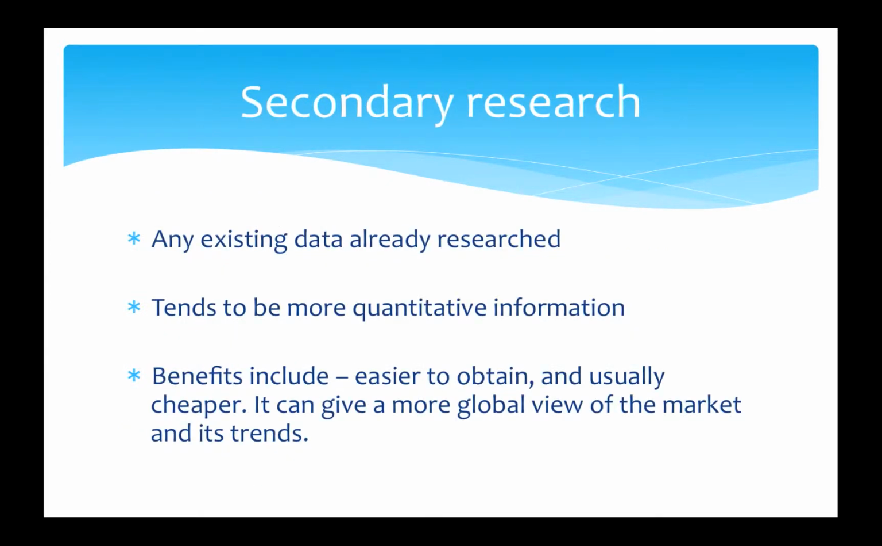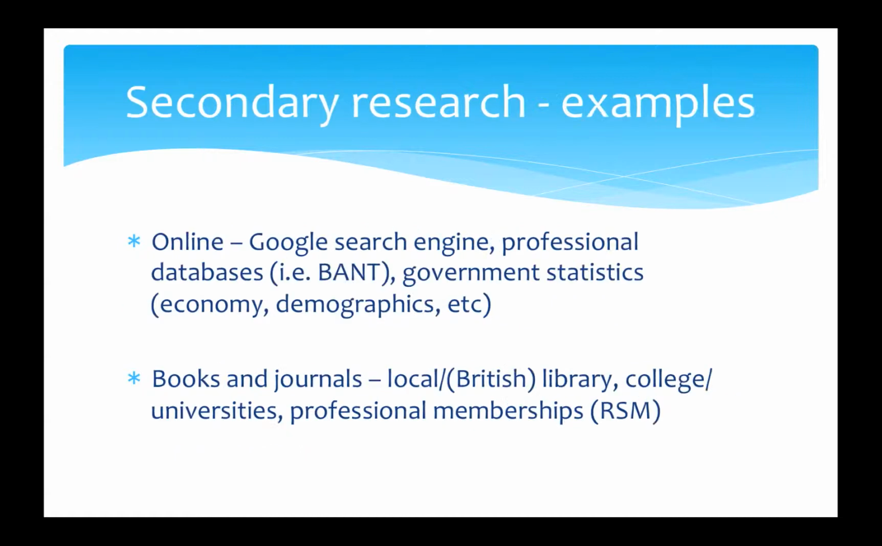Secondary research is any existing data already collated and researched. It tends to be more quantitative information, and the benefits of this include that it's easier to obtain and it's usually cheaper, and it can give a more global view of the market and its trends. You can do your research online, such as a Google search engine, or look at professional databases such as BANT. Look at government statistics such as the economy and demographics, etc. And it can be a very useful way to find out how much your competition is charging, how many other therapists are working in your area.